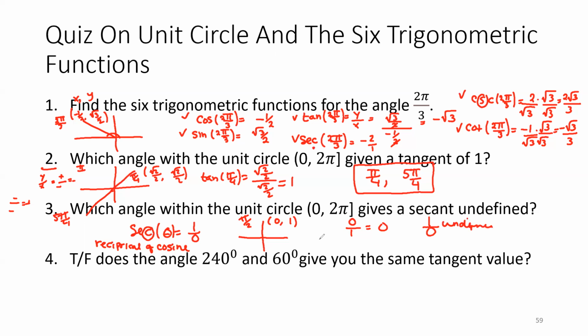So it would be pi over 2, and the parent family of pi over 2 is 3 pi over 2. Because 3 pi over 2 has a coordinate of 0, -1. So that would be 1 over 0. So yeah, it would be pi over 2 and 3 pi over 2.